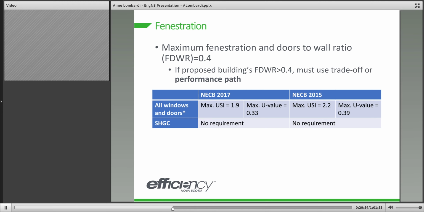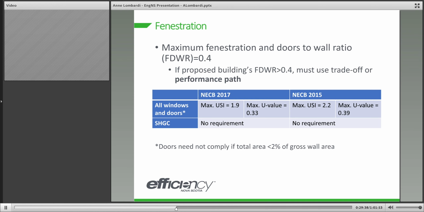Requirements for windows. Windows did get more stringent. The requirement got more stringent in NECB 2017. So we went from a USI of 2.2 to a USI of 1.1, which is still very much achievable in the prescriptive path, though there are lots of windows that don't meet that requirement. And if they don't, then again, look at the trade-off or performance path. The NECB does not include a requirement for solar heat gain coefficient, so whatever the proposed building uses is fine.